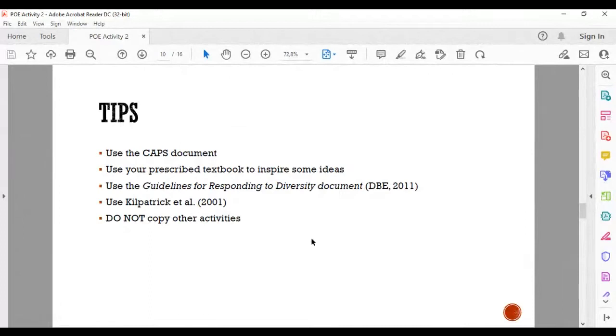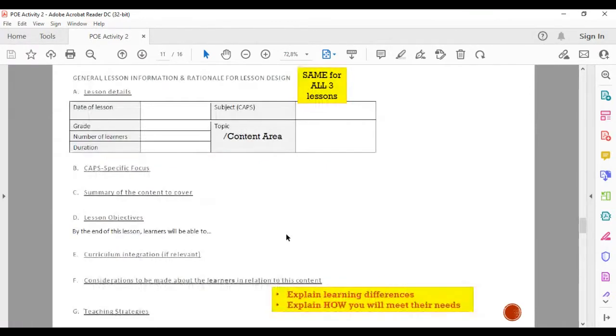Use the CAPS document to make sure of what they do with regard to rate. Use your prescribed textbook to inspire you with some ideas. Use the internet. Also use the guidelines for responding to diversity in the classroom, a very important document. And then, of course, Kilpatrick. And then do not copy other activities from the internet just like it is. You may use it for inspiration and for ideas, but you have to give your own twist to it.